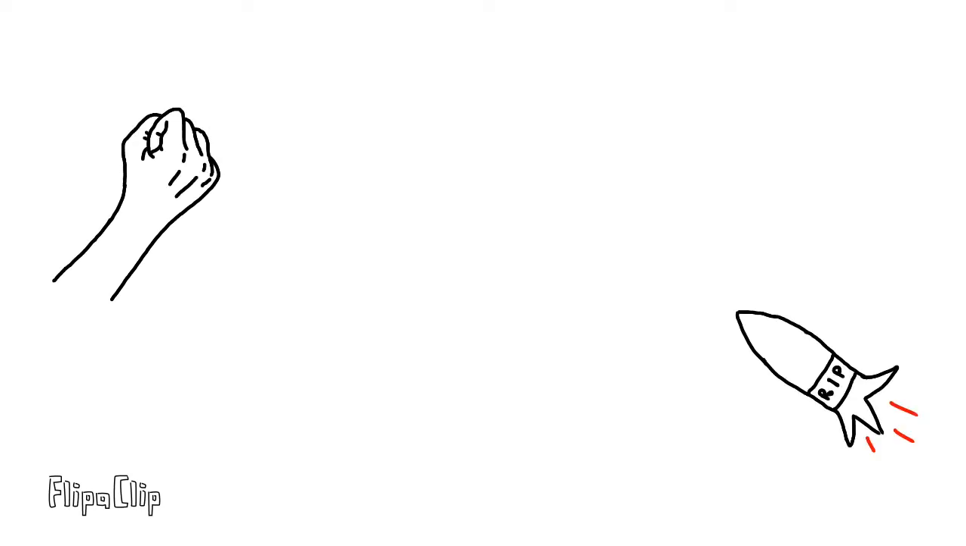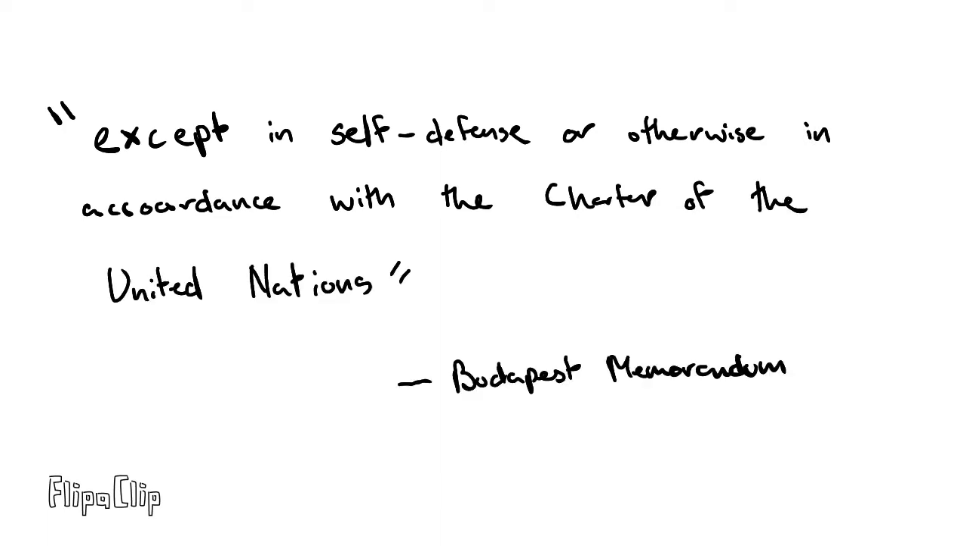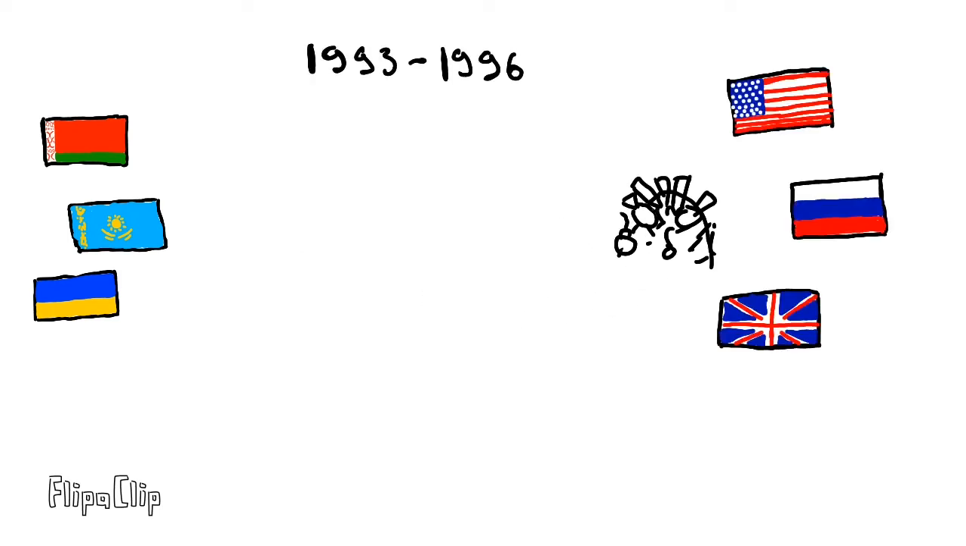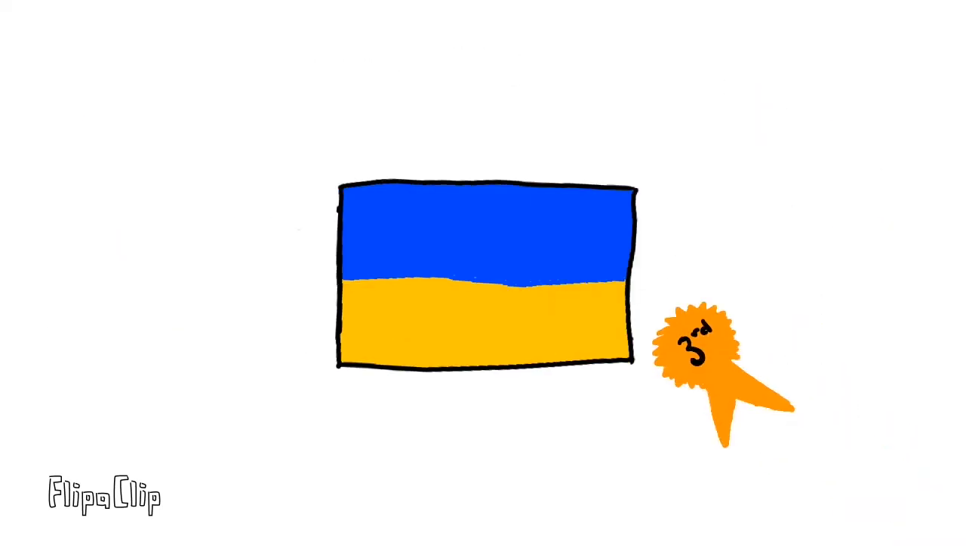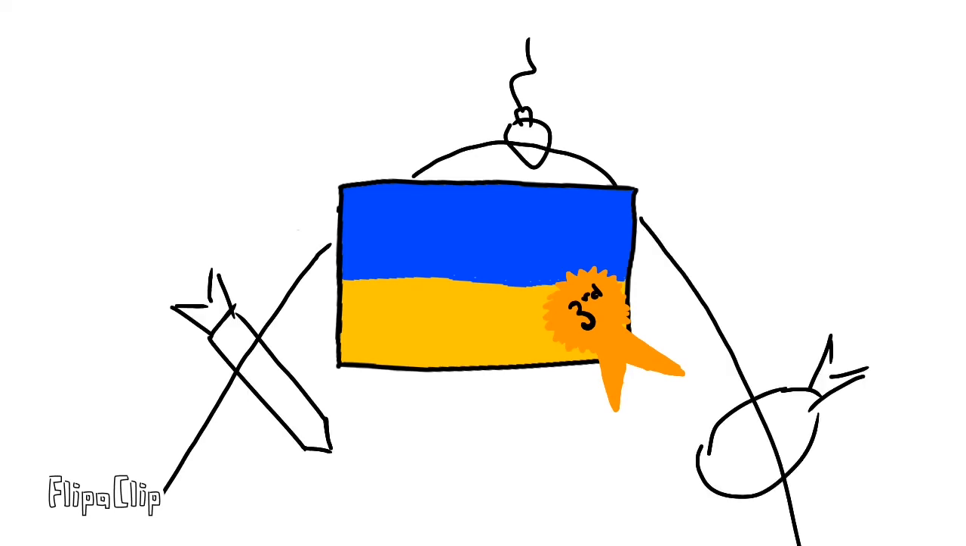In the agreement, the memorandum stated that these nations are not allowed to threaten, use military force or economic force to attack Belarus, Kazakhstan, and Ukraine, except in self-defense or otherwise in accordance with the Charter of the United Nations. In return, Ukraine, Belarus, and Kazakhstan must give up their nuclear weapons, which they did between 1993 and 1990s. Prior to this, Ukraine had the world's 3rd largest nuclear weapons stockpile. At the time, the agreement for territorial security seemed worthy enough to give up military insurance.